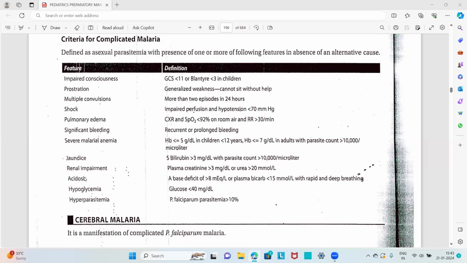Then, the presence of acidosis, that is a base deficit greater than 8 milliequivalent per liter, or plasma bicarbonate less than 15 millimole per liter, with rapid and deep breathing. Hypoglycemia, that is glucose less than 40 milligram per deciliter. Hyperparasitemia, that is Plasmodium falciparum parasitemia greater than 10%. So these are the features suggestive of complicated malaria.